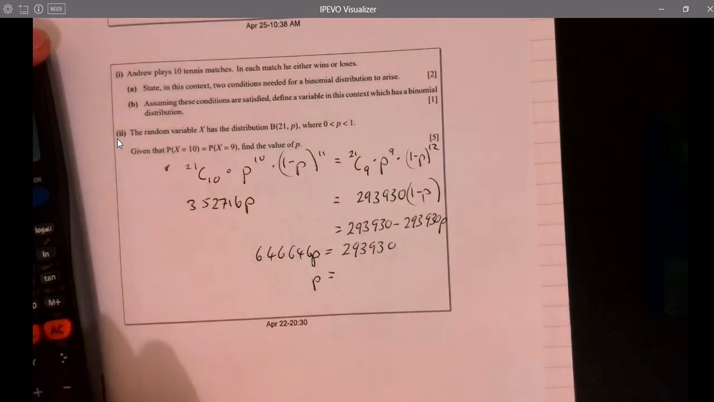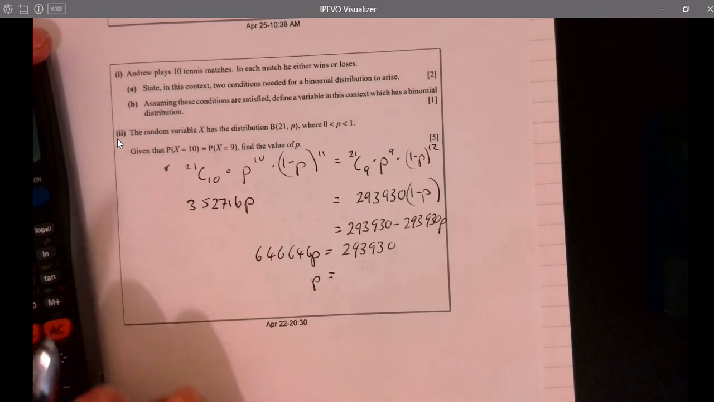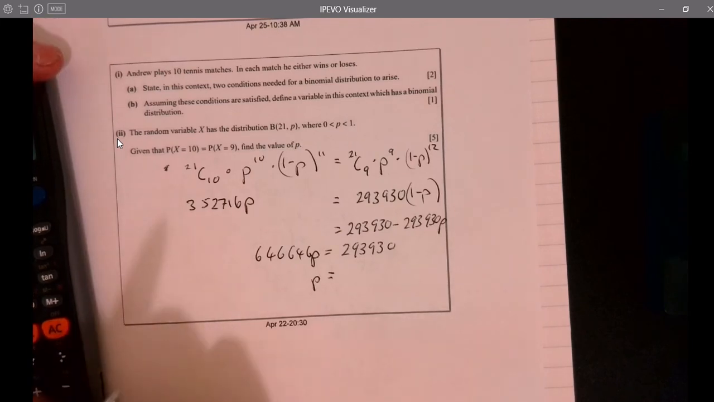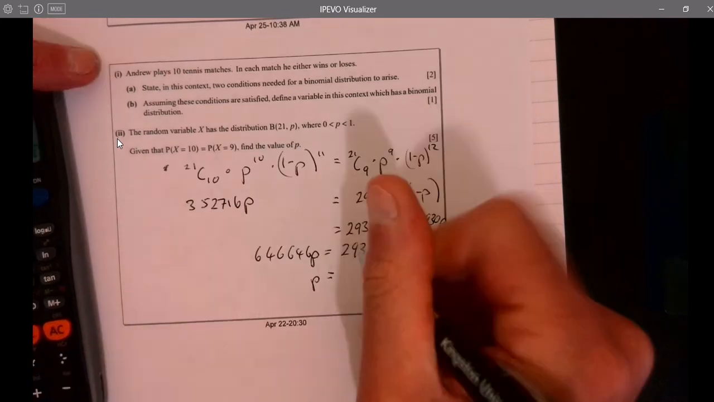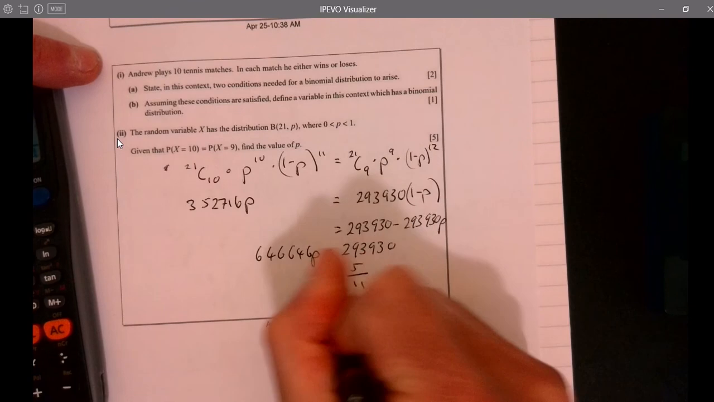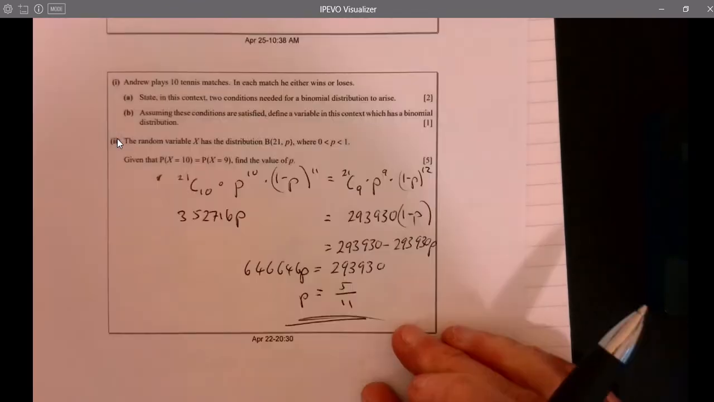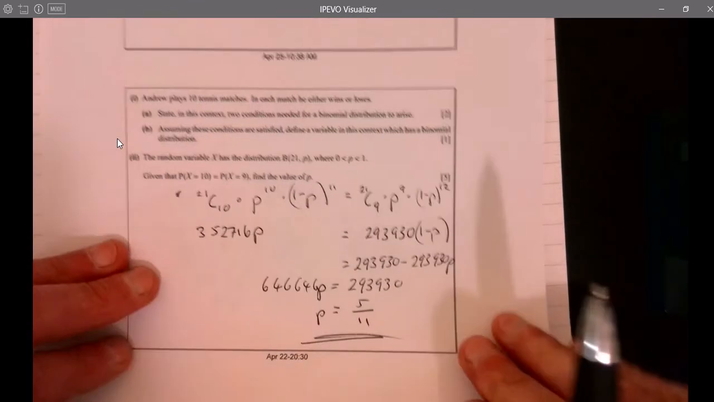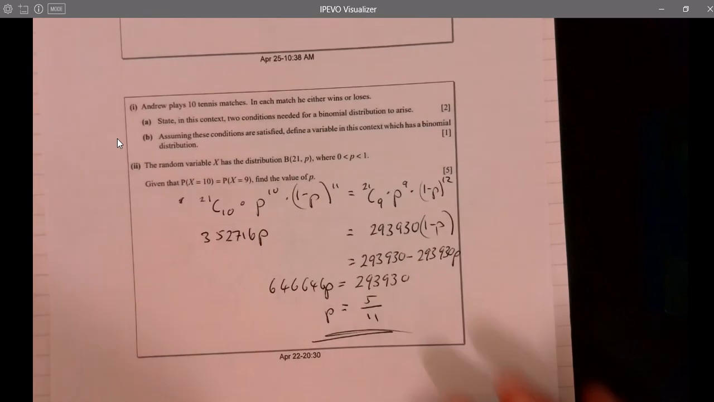So we've got 2, 9, 3, 9, 3, 0. Divide by, and it comes out to be 5 over 11. Okay. Right, and the last couple.